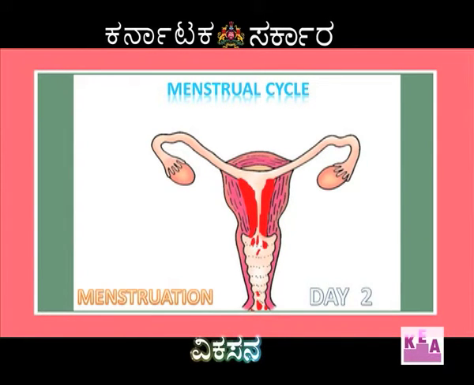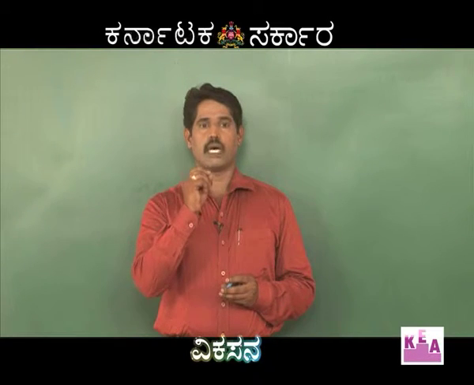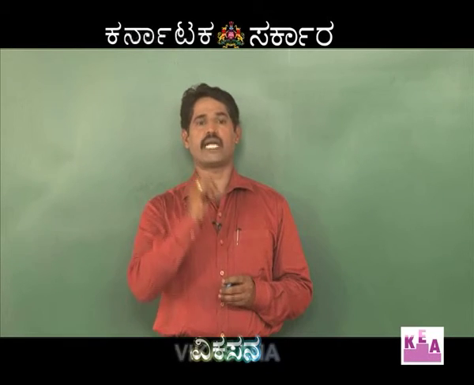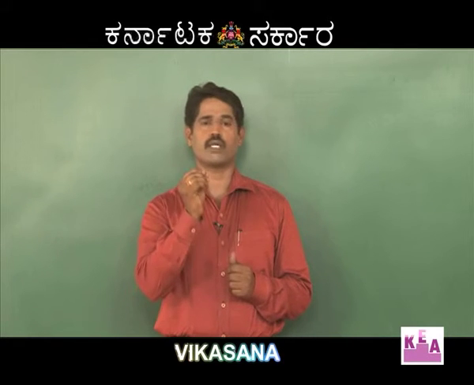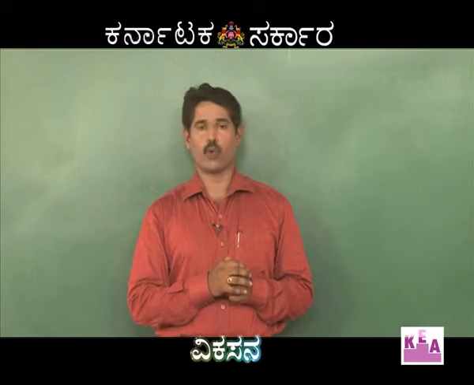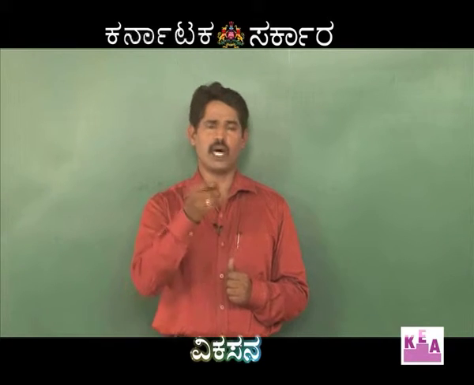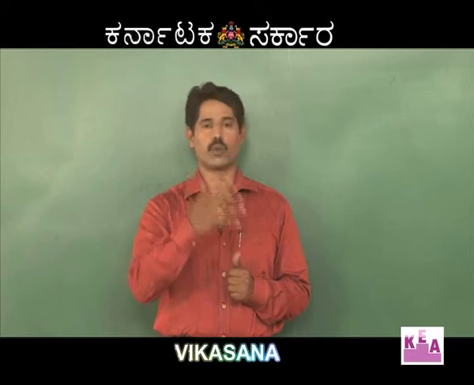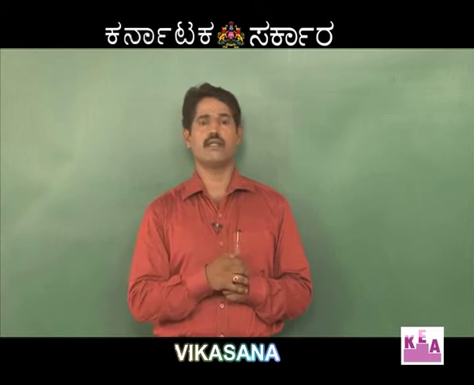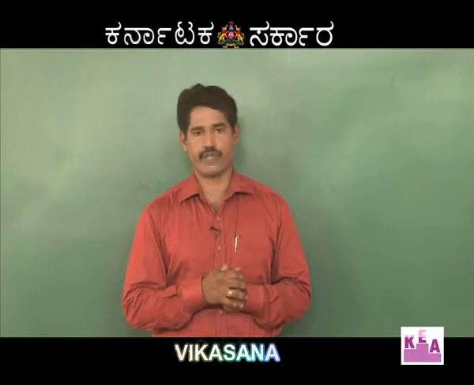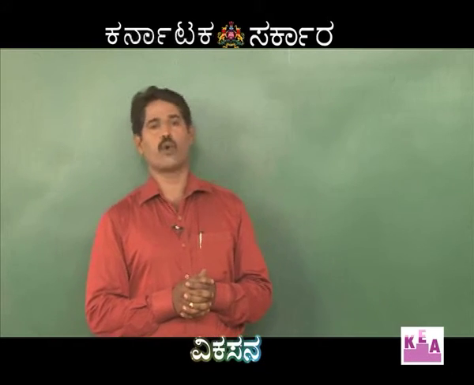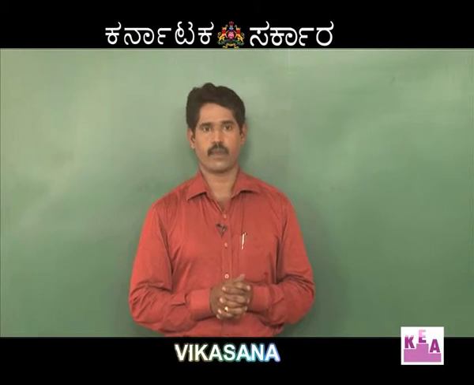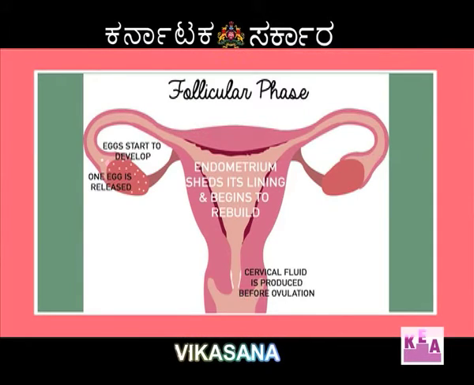If you take the first phase, the menstrual phase, what happens? The rupturing of the endometrium takes place, and along with this, the unfertilized ovum and a little amount of blood ooze out. For that reason, that phase is called the menstrual phase. This phase lasts for about day 1 to 5.